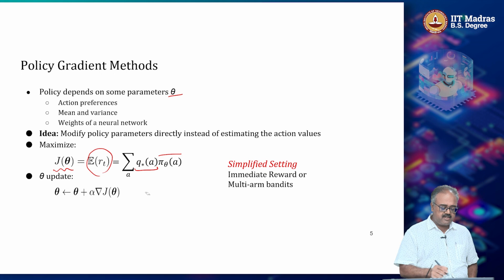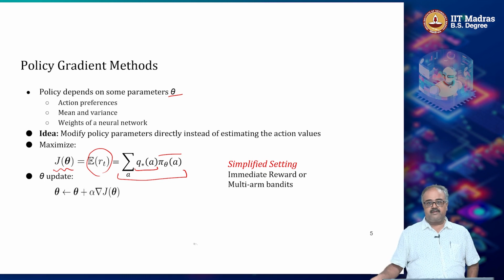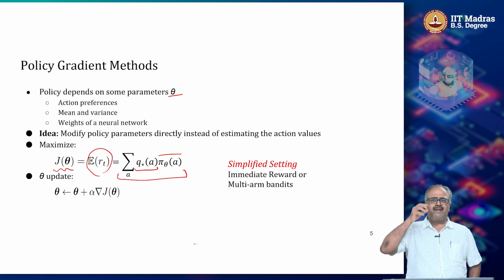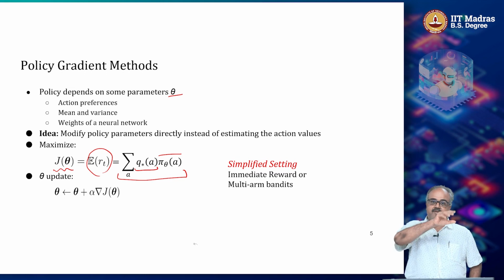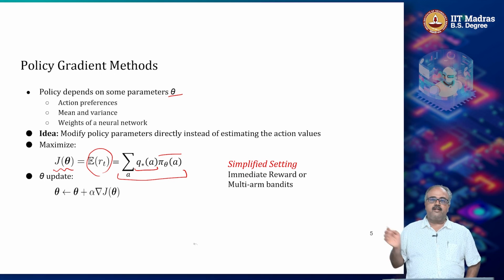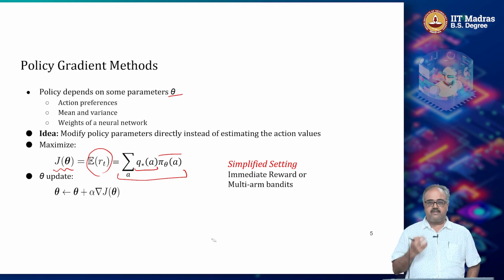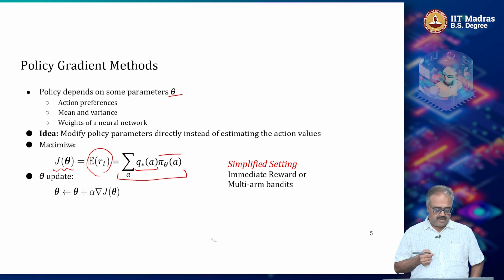My performance measure is given by the summation over a of pi theta of a times q star of a. If you think about it, it is somewhat like the value function. The value function is pi of a given s times q of s, a, summed, which gives me v of s. This is something similar; there is no s here, so I just take pi of a times q of a, and that gives me the total value. That is how I define my J of theta here.